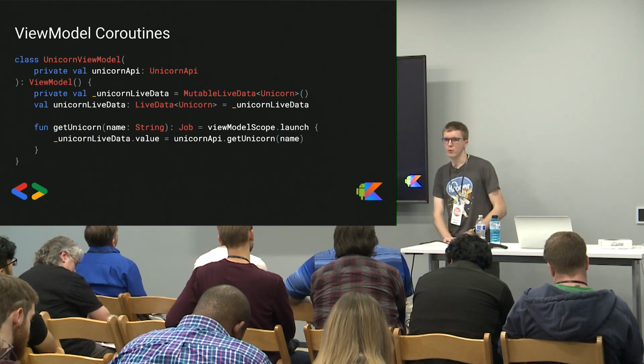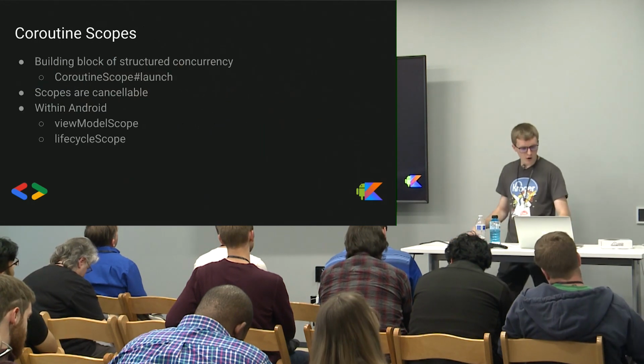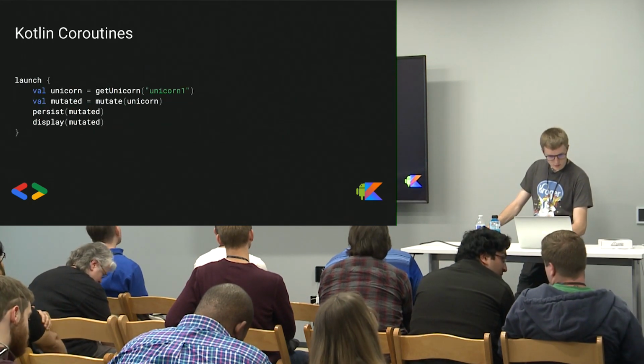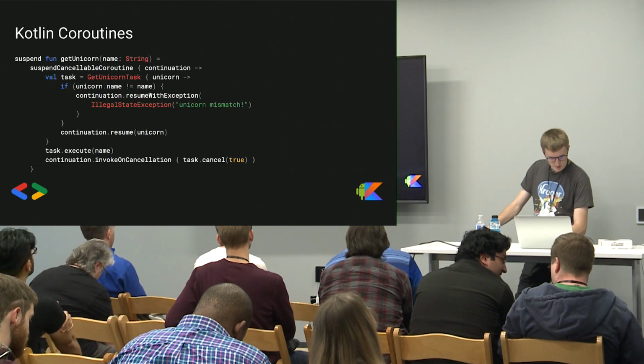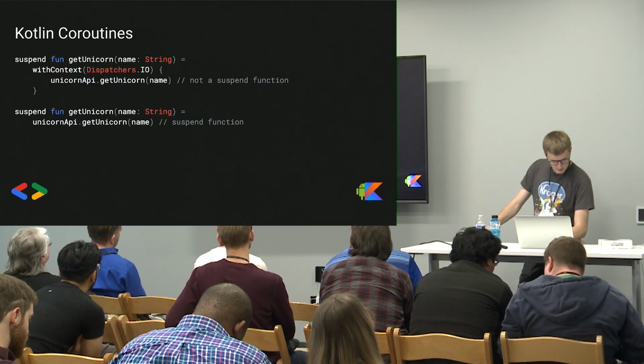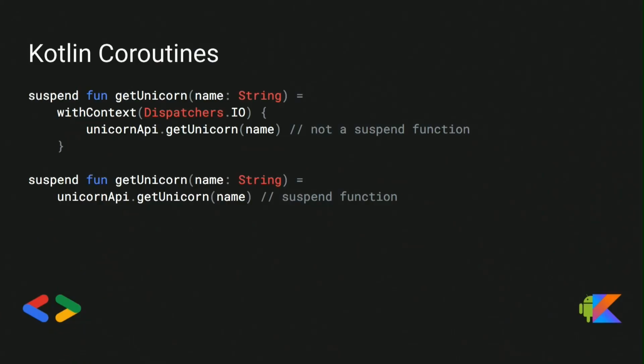So it actually works very seamlessly. If I go back to, hang on, where was this one? Here we go. You can see here, unicornAPI.getUnicorn in this top example is not a suspending function. It's a regular blocking function that you could call from any standard code. And basically, you can call any non-suspending function from a suspending function, but you cannot call a suspending function from a non-suspending function.